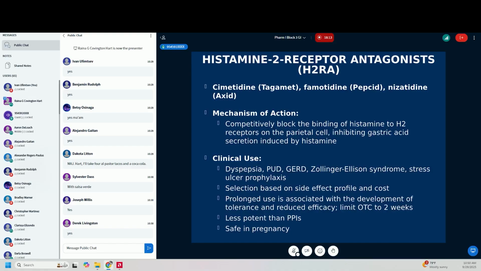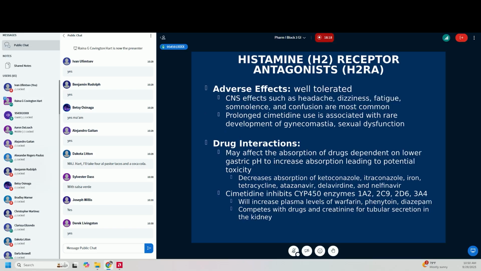So big thing here, the longer they're on them, the more likely they are to experience that tolerance, which means then the medication is not working when you hear tolerance. So our adverse effects, pretty well tolerated for the most part. We have some CNS effects, some sexual dysfunction, gynecological type issues. So the gynecomastia is where you can see, and specifically looking at our cimetidine for this, is where you can see the enlargement of breast tissue. And sometimes it can be very painful, especially when it happens in male patients.